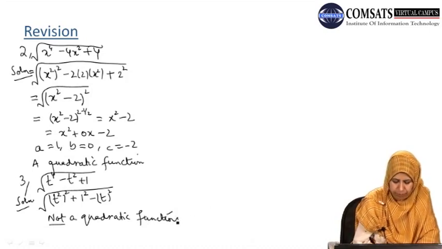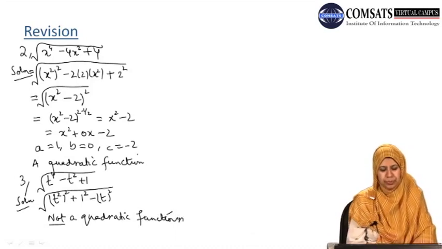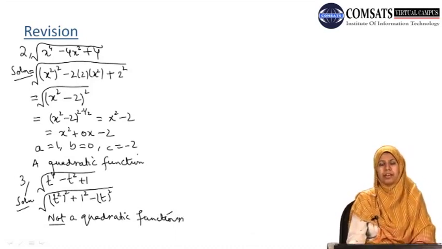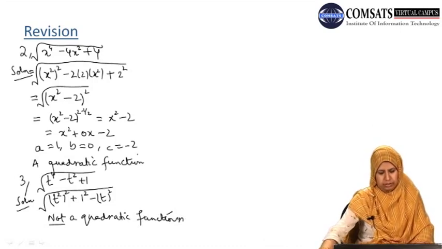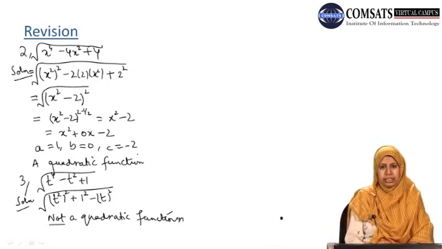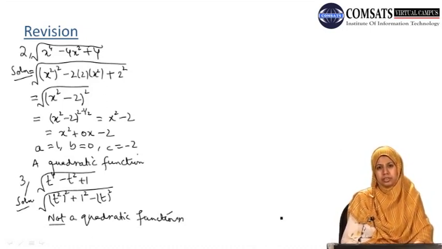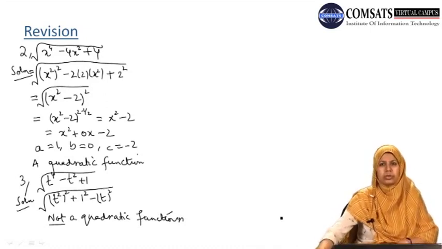Okay, now we have revised how we can identify whether the given function is a quadratic function or not by doing some more examples. Initially the given function looks like it is not a quadratic function, but we can simplify it further and compare it with the general form to see whether the given function is a quadratic one or not.